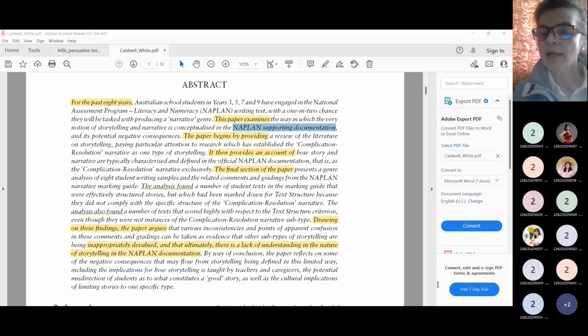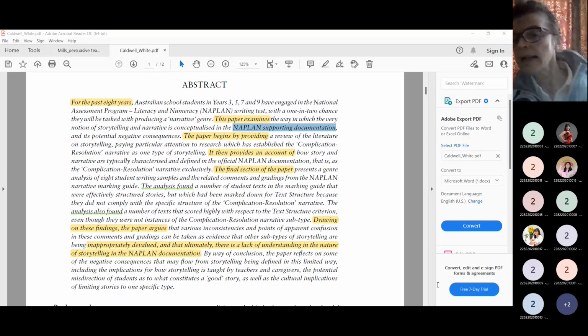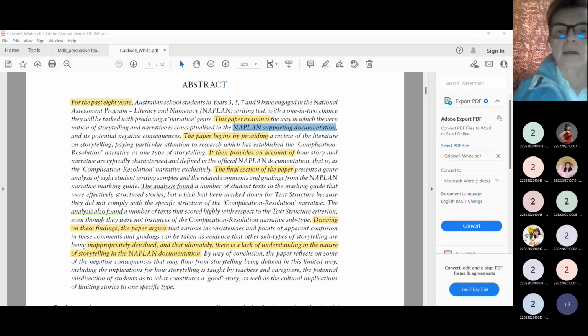Okay, I don't think there is. So just to show you that this is not simple, I actually agree with you. I also don't think there is. So what they say, they will be examining the way in which the notion of, they will be looking at the supporting documentation of NAPLAN and specifically at this, right? So let me underline that. I hope you can see that underlining. So basically they do numeracy tests and literacy, right? So that's the focus. The students do testing.